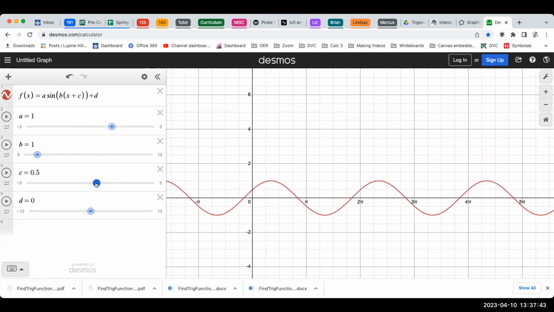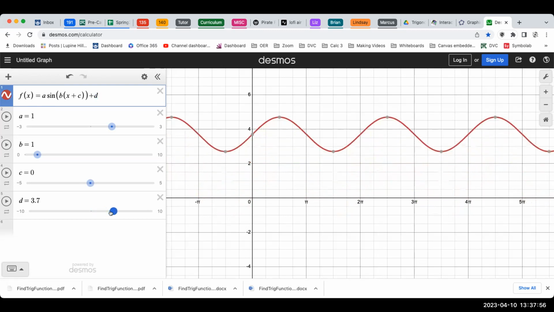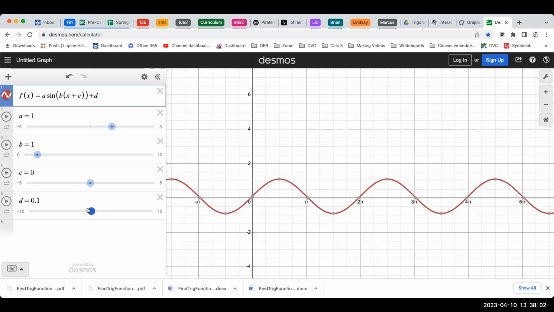All right, so let me bring it back to 0. What happens when you add a number outside of the function? It's going to affect the y coordinate by either adding and moving it up or subtracting and moving it down. Same thing that you guys learned in the past, okay? 0, okay.